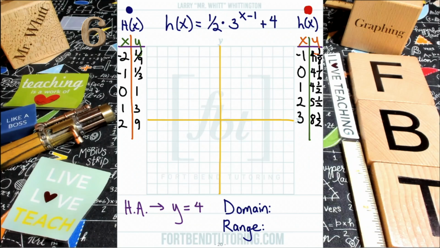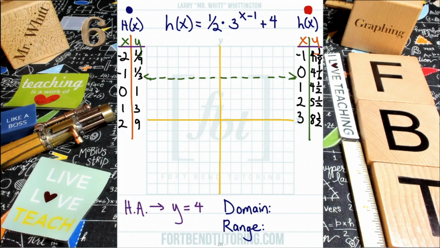We have already noted that the horizontal asymptote of our new function is going to be y equals 4. So let's go ahead and graph that. You go up 1, 2, 3, 4, and you'll have that horizontal line going through 4 on the y-axis, putting arrows on both ends. Then you'll be plotting the points on the right.